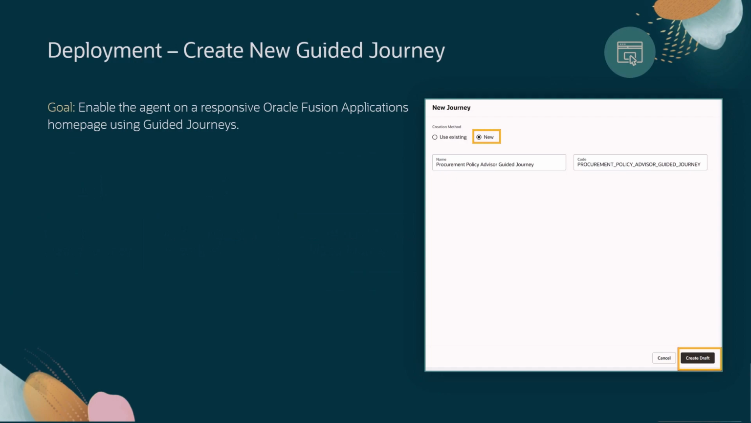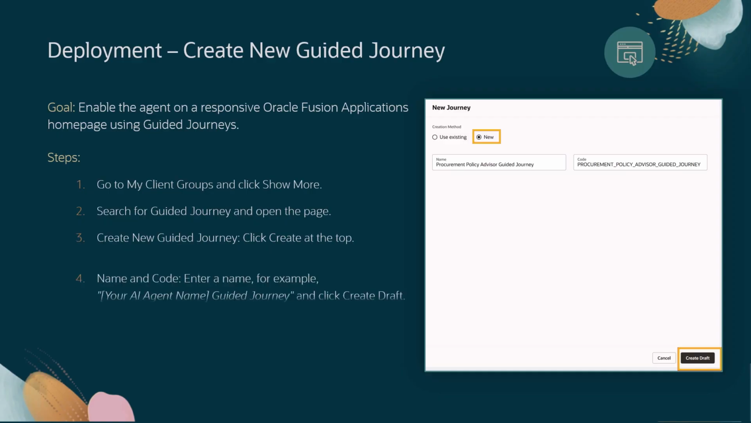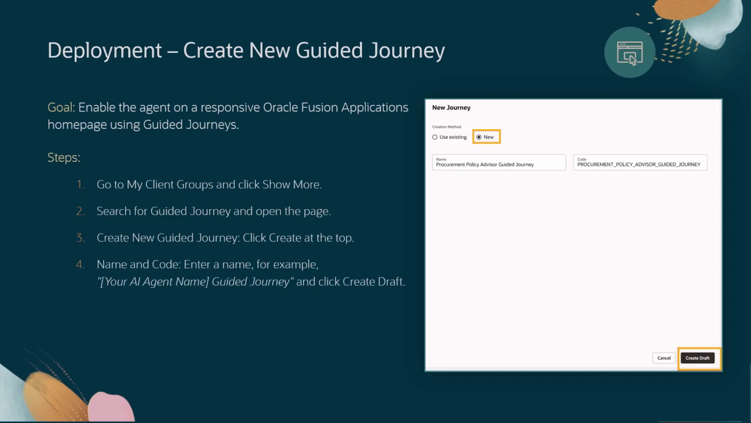To begin deployment, we need to create a new guided journey. This step essentially creates the container where our agent will live. From My Client Groups, we search for guided journeys, then click Create. We provide a name, for example, Procurement Policy Advisor Guided Journey, and a code is generated. That code is important because we'll use it later when embedding the journey on the application homepage.